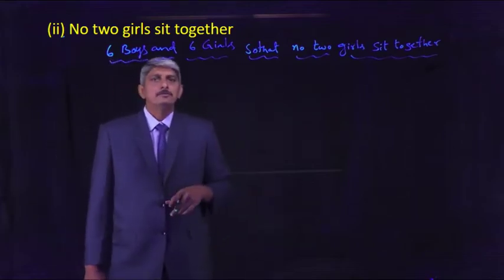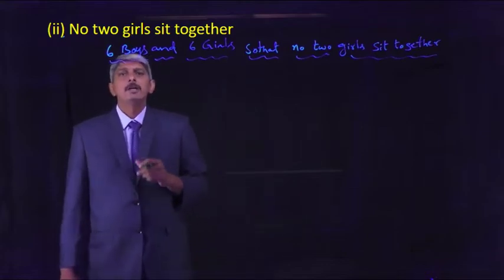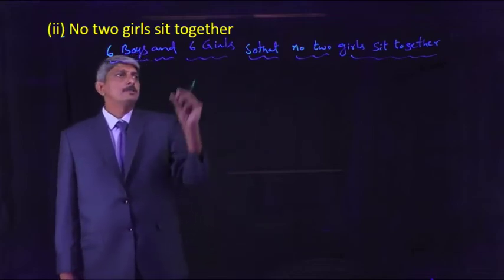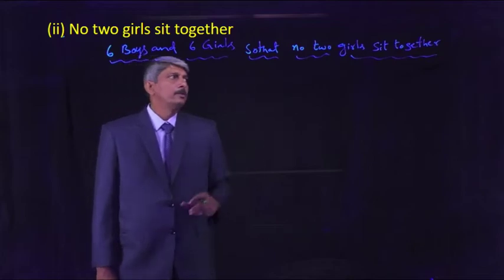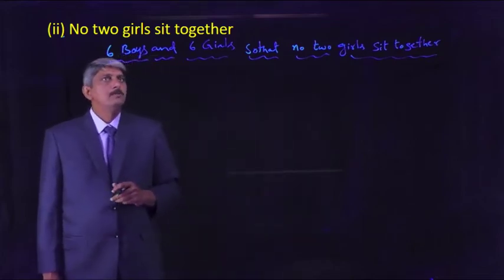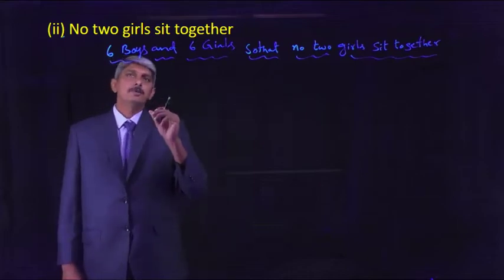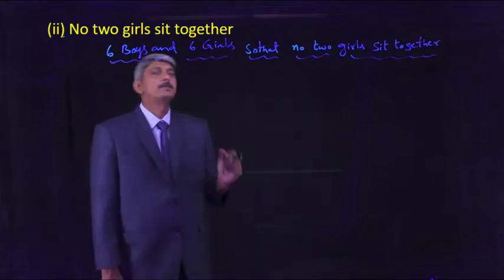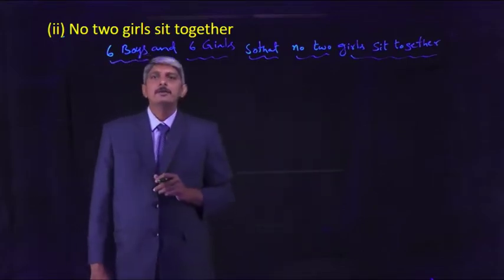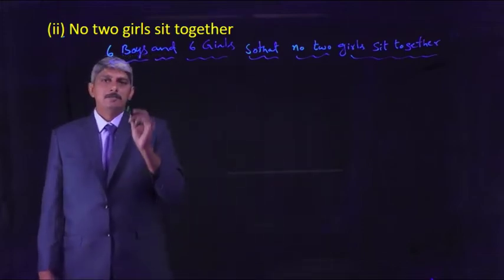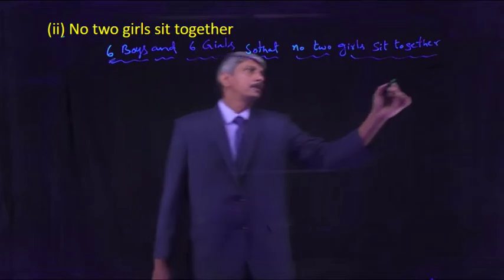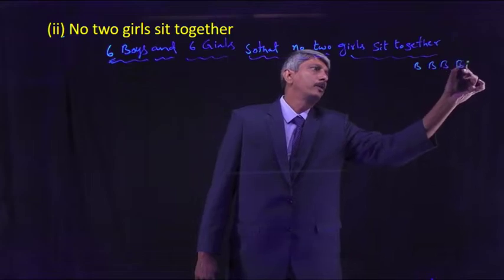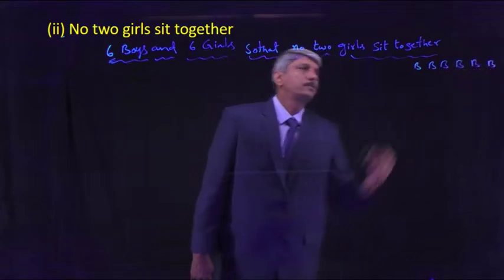we remember the conditions in linear permutations. How to solve this problem in the linear permutations? So 6 boys and 6 girls, so that no two girls sit together in the linear permutations. First we arrange 6 boys in a row. In how many ways? 6 factorial. Suppose, for example, boy, boy, boy, boy, boy, boy. So these are 6 boys.